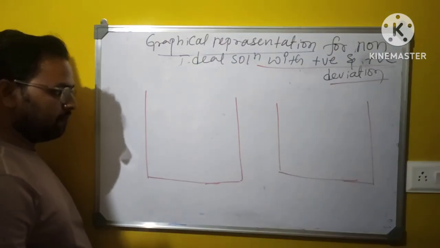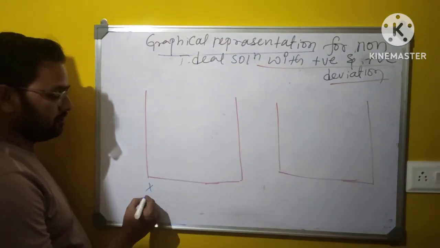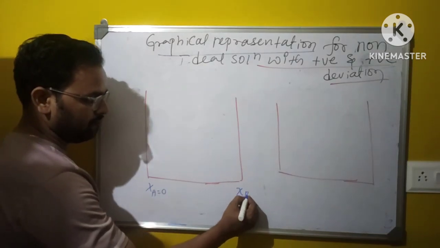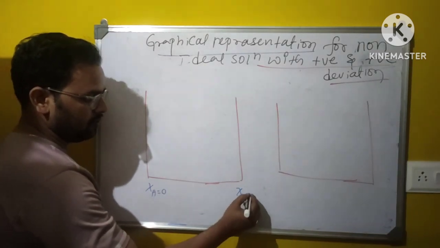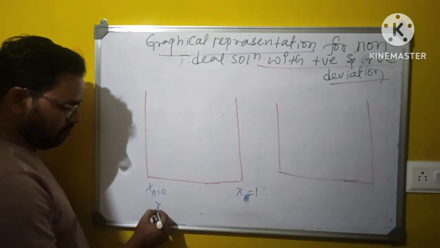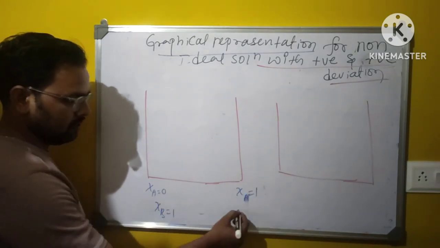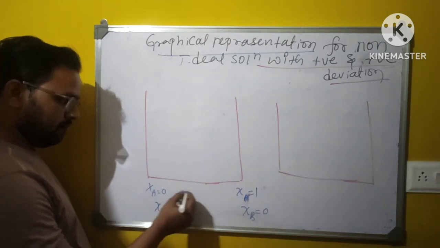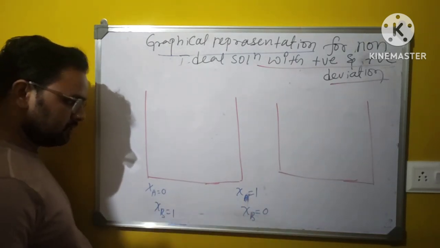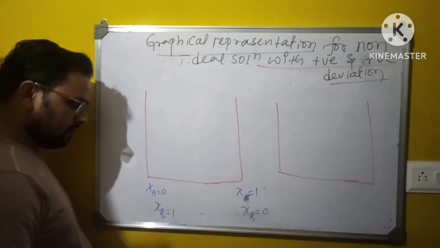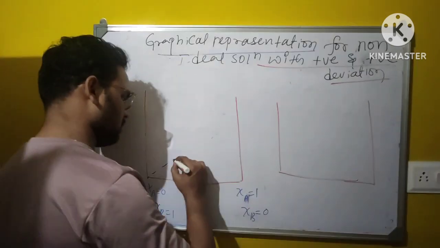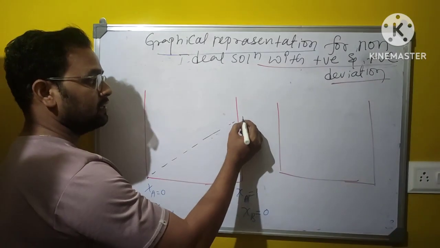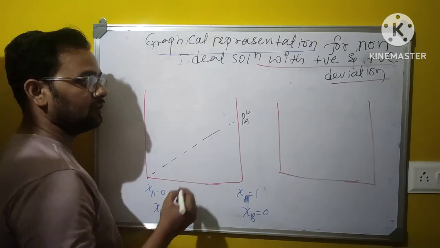On x-axis mole fraction we are going to take. Here mole fraction of A is equal to 0. Mole fraction of B here is 1. Here mole fraction of A is equal to 1, and mole fraction of B here is 0. Left to right mole fraction of A increases. Vapor pressure also increases. It is for ideal solution. When it reaches maximum, that is PA naught.